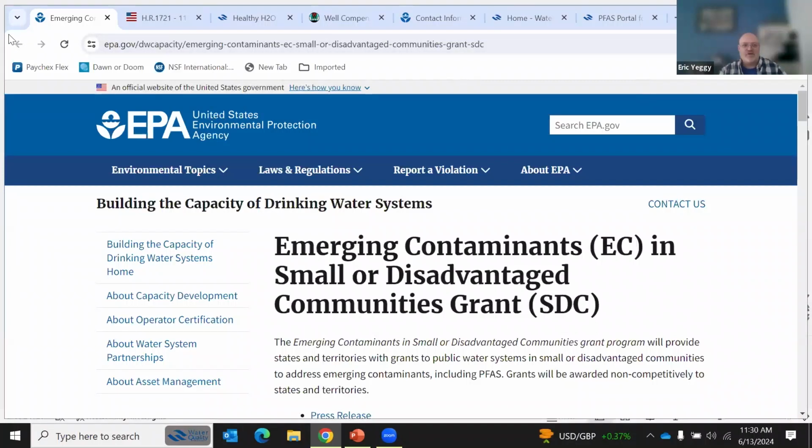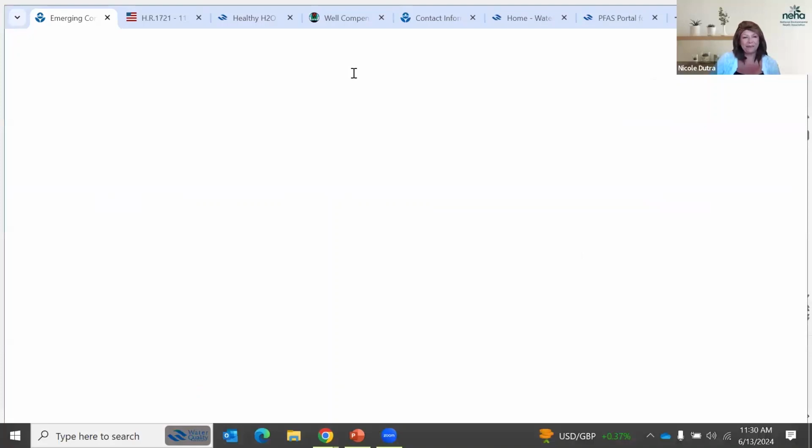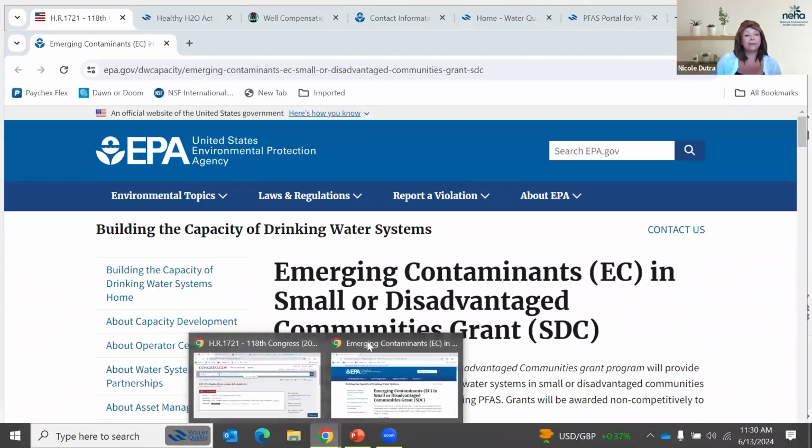I'll move my toolbar down so I can actually reach it. Yeah, I'll do it this way.